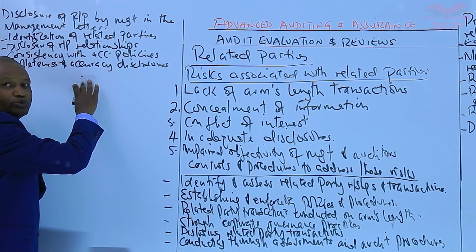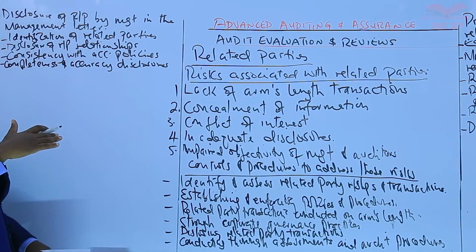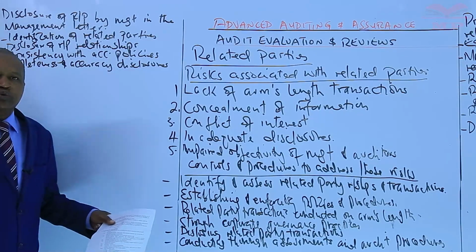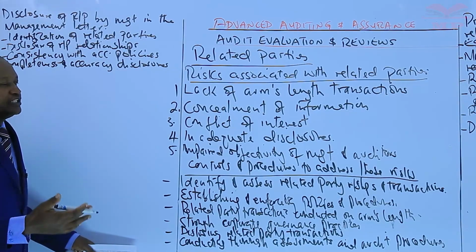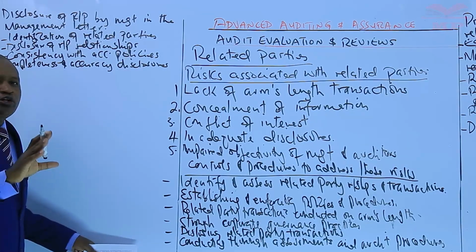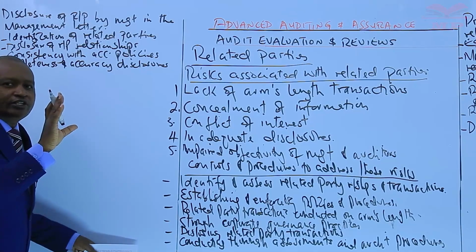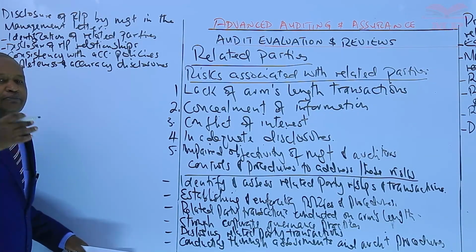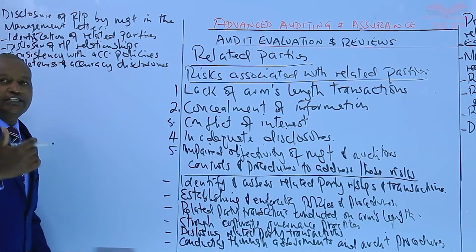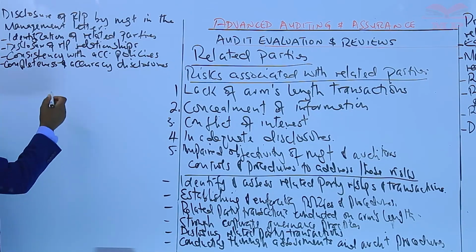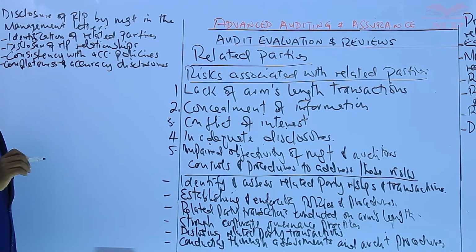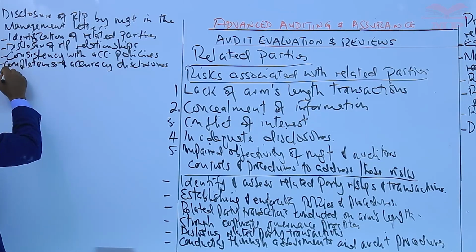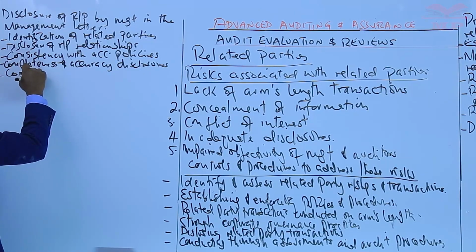And there ought to be a true and fair view of the entity's related party relationships and transactions, which I've said must ensure that all material related party transactions have been properly accounted for and disclosed. Completeness and accuracy of disclosures. Compliance with laws and regulations.